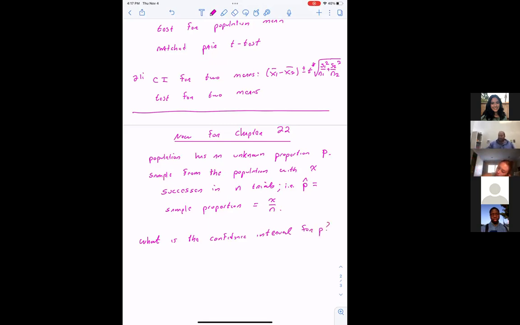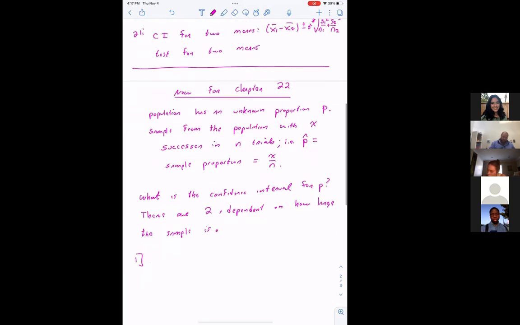Well, the first thing we got to talk about is the fact that there are two different confidence intervals for P, depending on if it's a large sample or a small sample. So there are two, dependent on how large the sample is. So first, the large sample confidence interval.